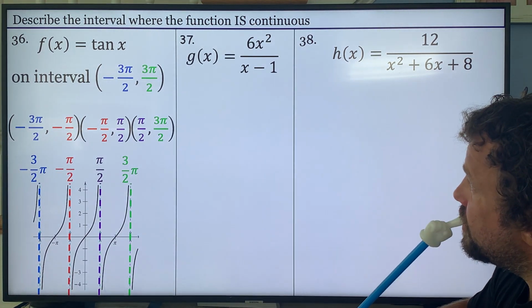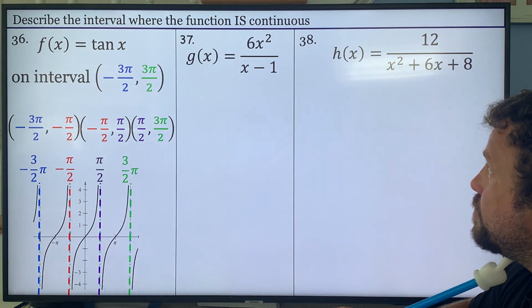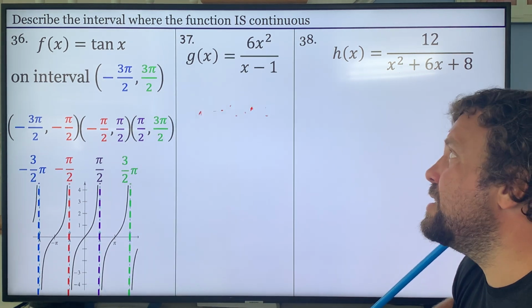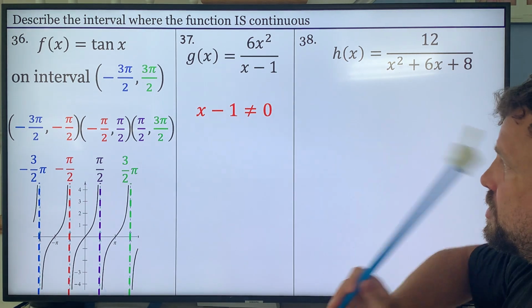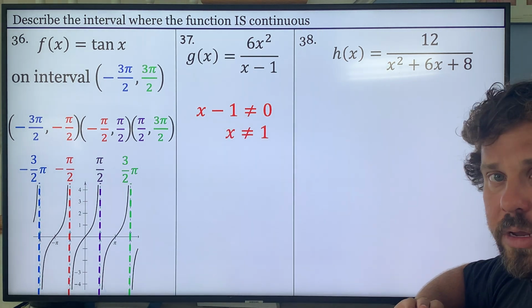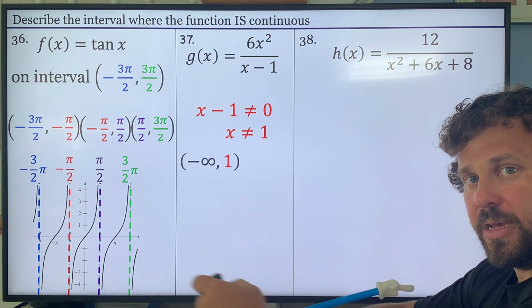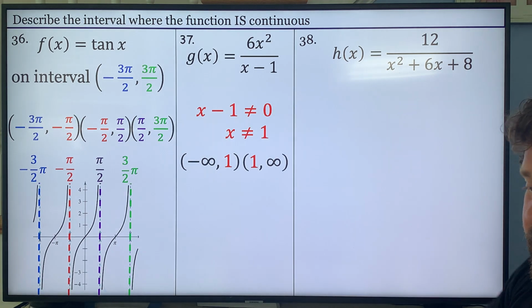37. Where is that graph continuous? Well, where is it not continuous? When the denominator is equal to 0, right? X minus 1 can't be 0, the graph is undefined. So x can't be 1. So since it can't be 1, it could be everything from negative infinity to 1 and from 1 to infinity. 37 actually became an easy question.